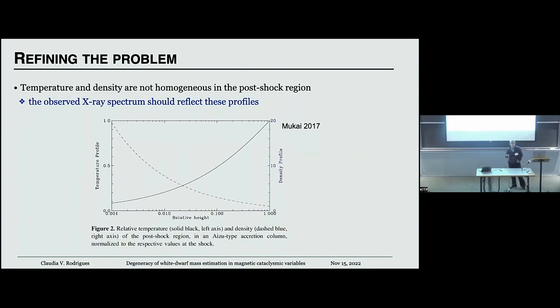The thing is a bit more complex because the post-shock region is not homogeneous in temperature. In the post-shock region, you have a temperature profile, and the density is also not constant. So you have to know these quantities to really calculate correctly the X-ray spectrum of those objects. Okay, so this is the introduction.